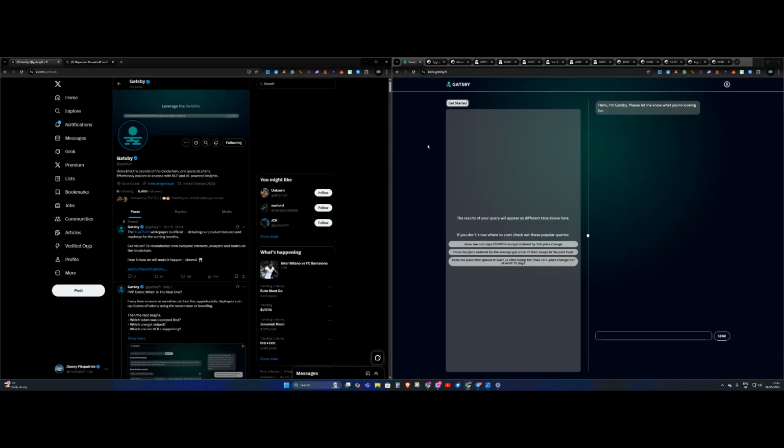So I have been given early access to this Gatsby AI platform where you can use it to make all sorts of queries. At the moment just on the Ethereum blockchain, but they are going to expand to other chains, but at the moment it's on Ethereum. So yeah, this is the interface.